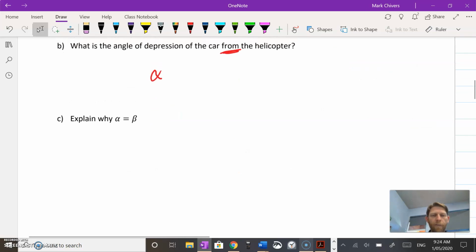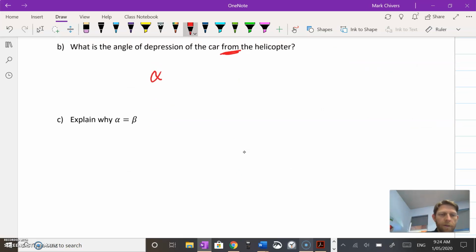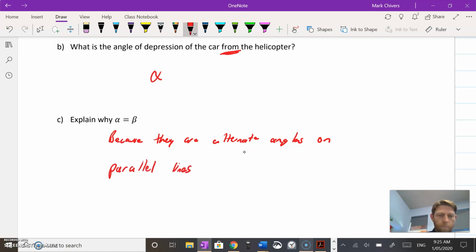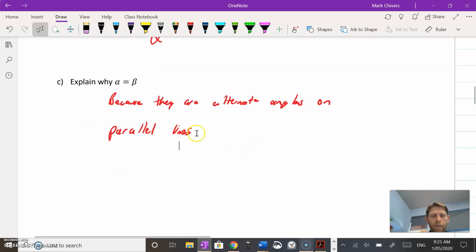And explain why alpha equals beta. Something like, because they are alternate. Can't spell. Because they're alternate angles on parallel lines would be a suitably good answer.